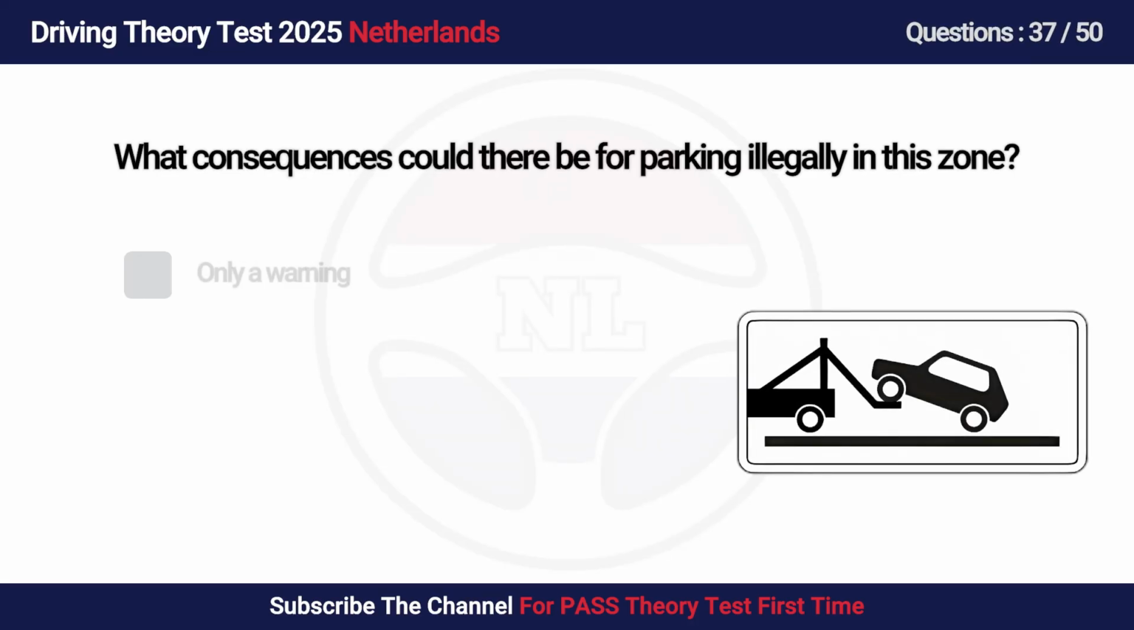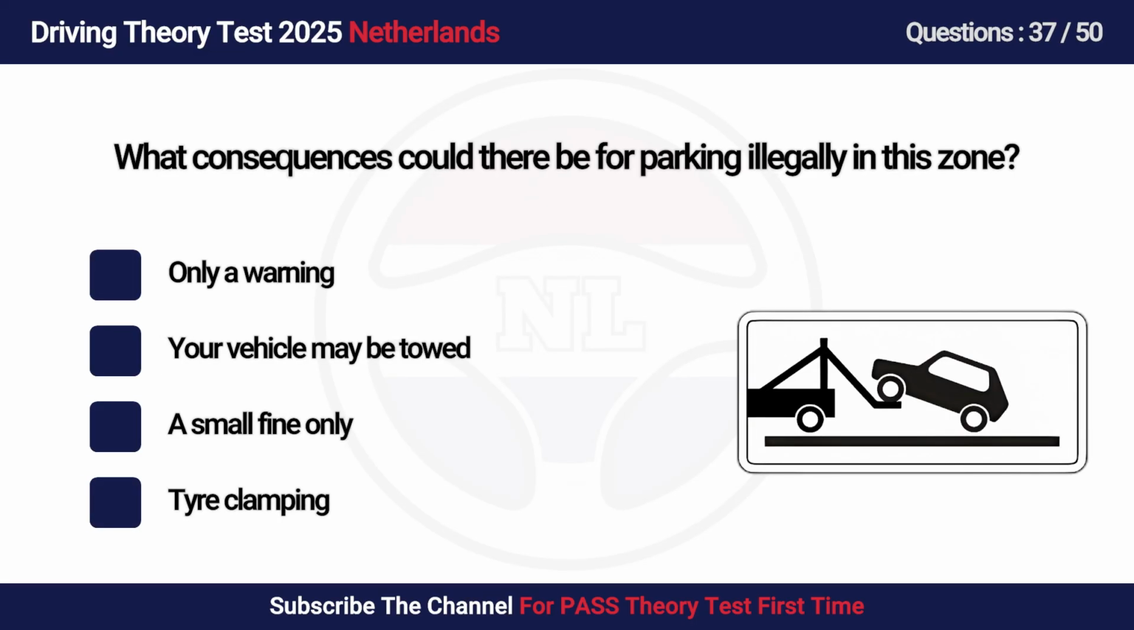Question 37. What consequences could there be for parking illegally in this zone? A. Only a warning, B. Your vehicle may be towed, C. A small fine only, D. Tire clamping.